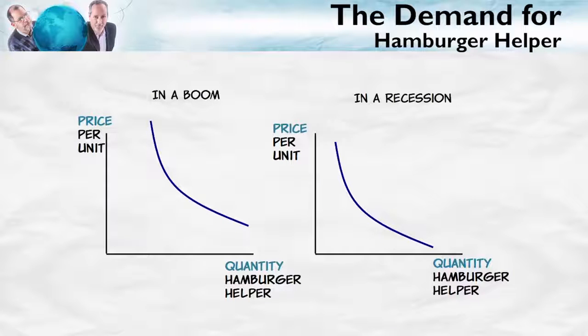In a boom, the demand for Hamburger Helper is going to decrease because Hamburger Helper is an inferior good, so we get a decrease in demand. What about in a recession? Of course, in a recession we get the opposite. In a recession, when incomes are going down, the demand for Hamburger Helper is going up.